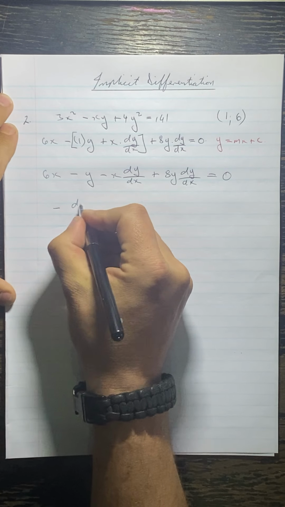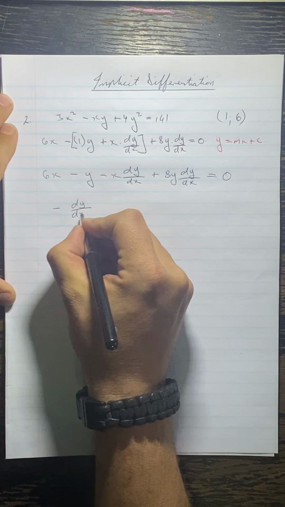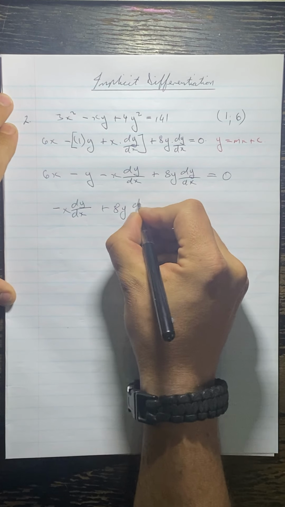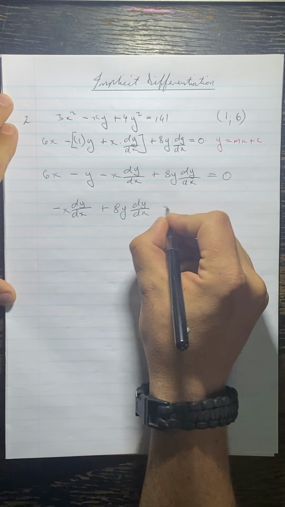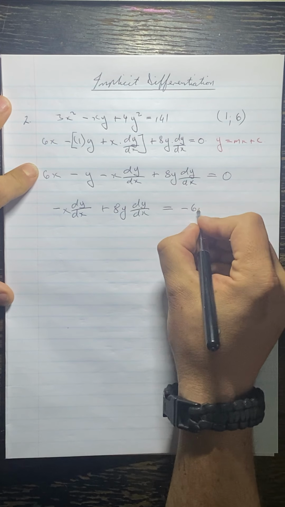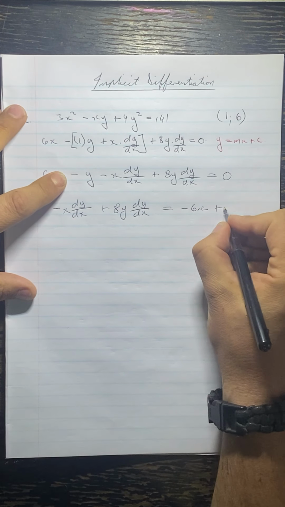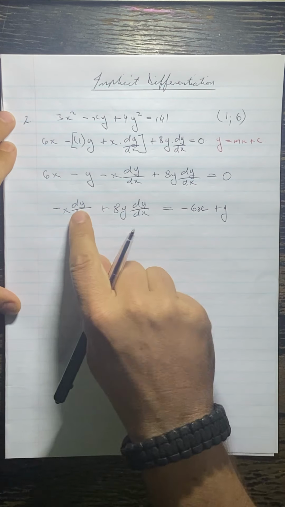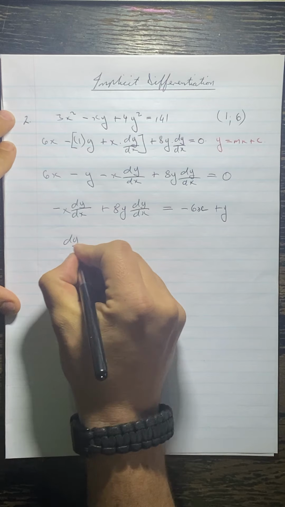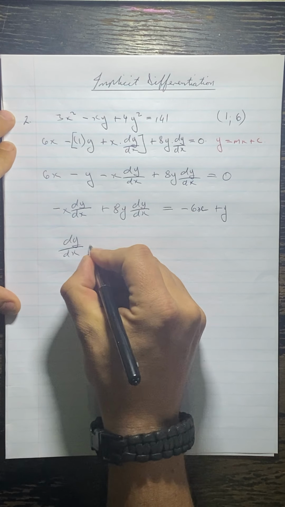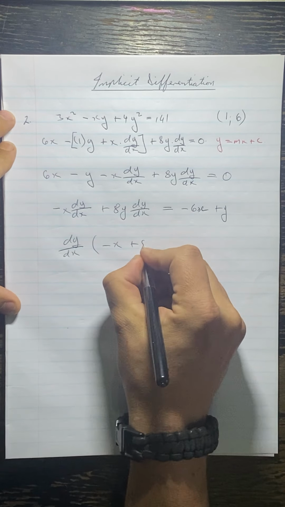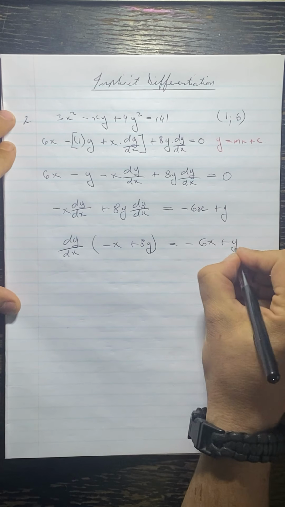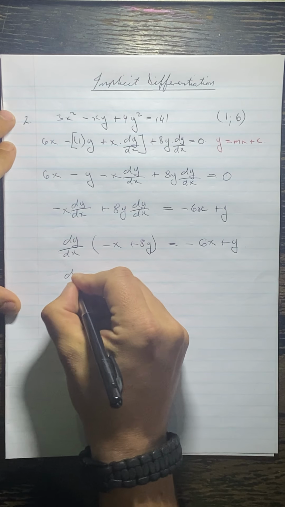So minus x dy dx plus 8y dy dx is equal to minus 6x plus y. All right, and that's it. Take out the dy dx as common. Divide through by this.